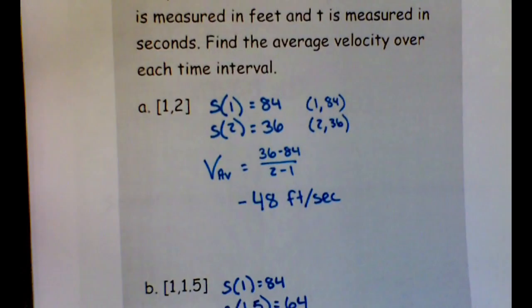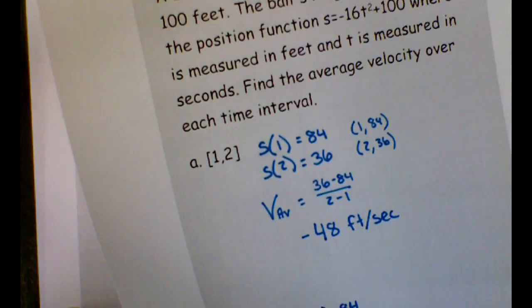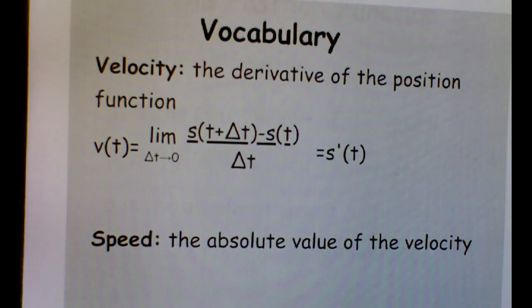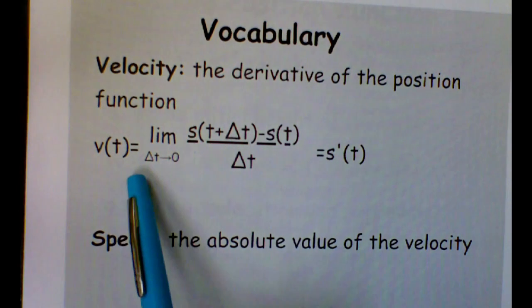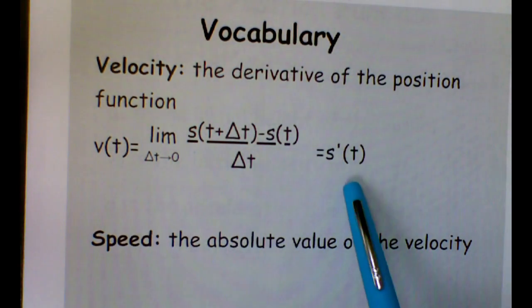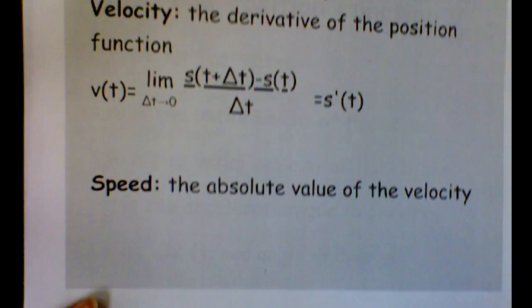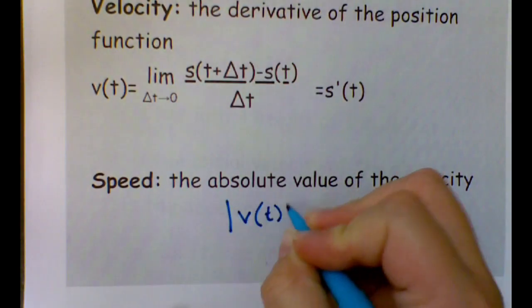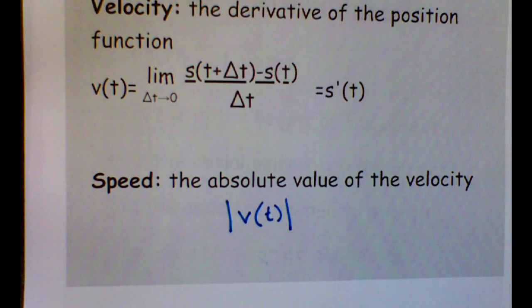But what if I want to find the actual velocity at 1 second? The velocity function is the derivative of the position function. So v of t is equal to my crazy limit definition, but it's just s prime of t. And then speed is the absolute value of velocity. So the absolute value of velocity is your speed function. Please don't use s for your speed function because the position function is always s.